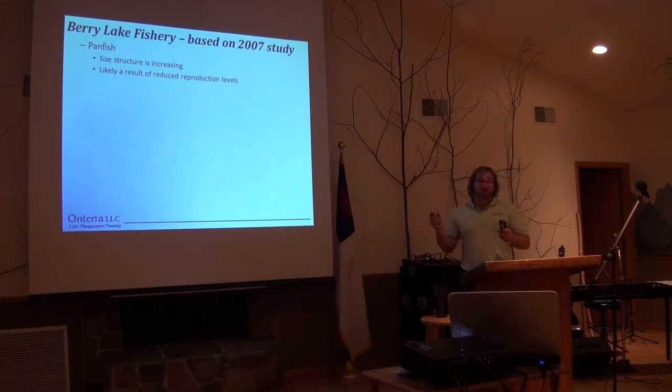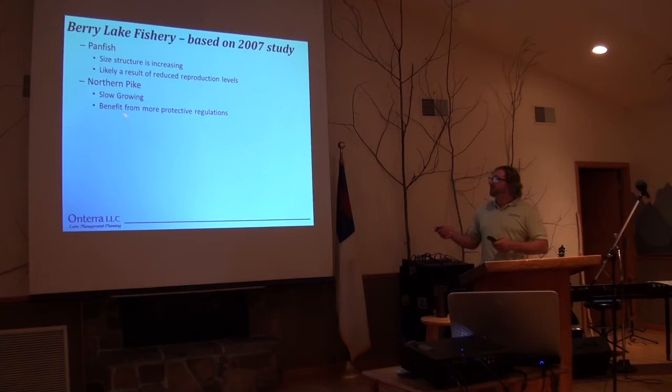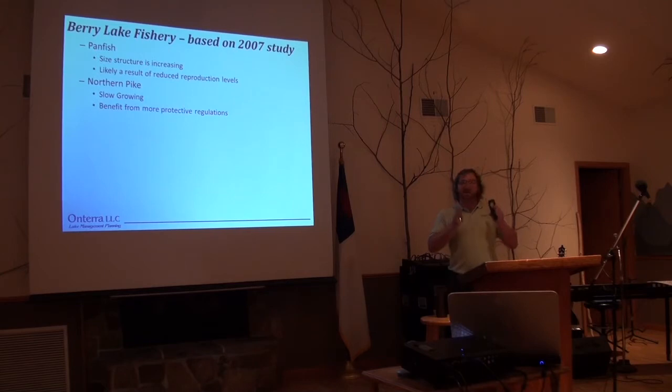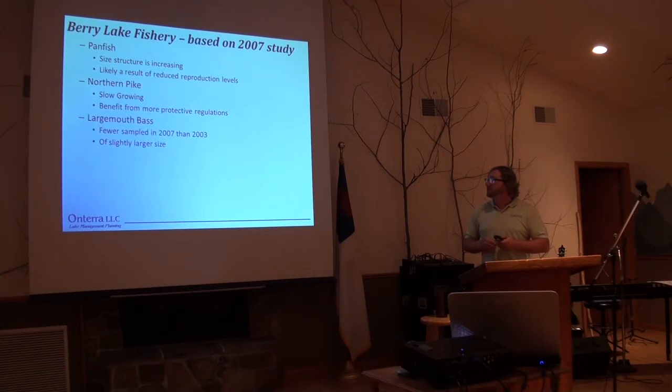So because of the low water levels, you didn't have a lot of reproduction occurring, that means that the fish that are there were able to get bigger, older. Northern pike, slow growing, and the DNR thought they would benefit from more protective regulations, to try to increase the size structure. Northern pike is also helpful for predating or picking off those little bluegills and helping keep that pie in bigger pieces. So it's important to have a good predator population.